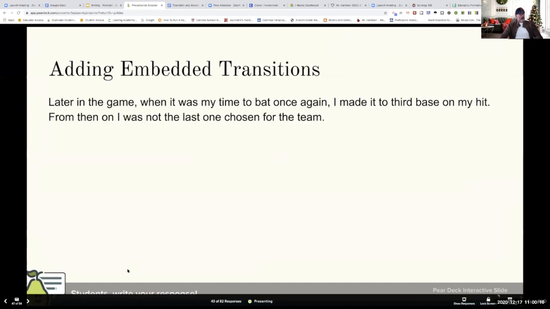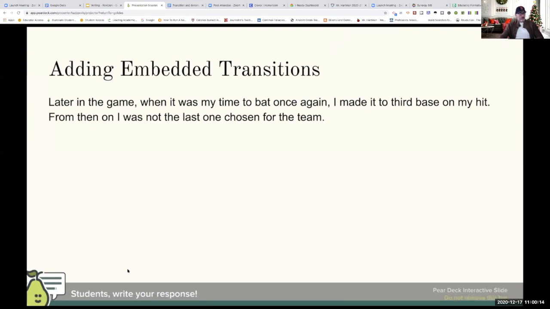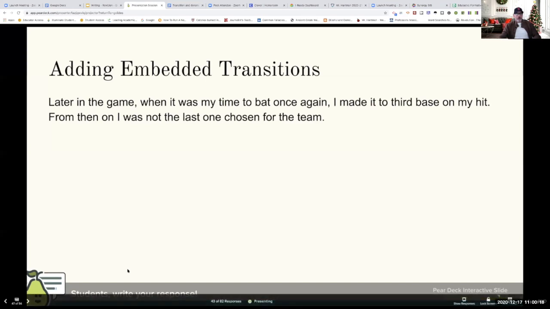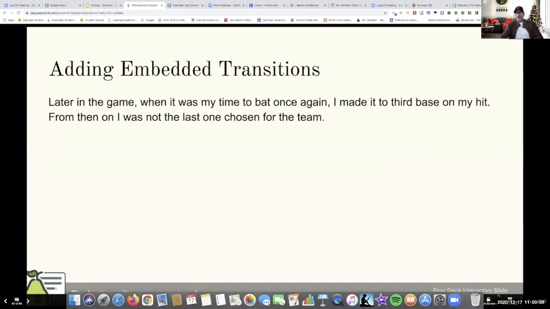So when we come back, we're going to tie some things together and do some more revision. We're going to make sure that we know how to bring things into a narrow focus, that we're adding intermittent reflections in our writing, that we're using embedded transitions, and we're getting rid of irrelevant information in our writing, which we can do oftentimes with our graphic organizers.